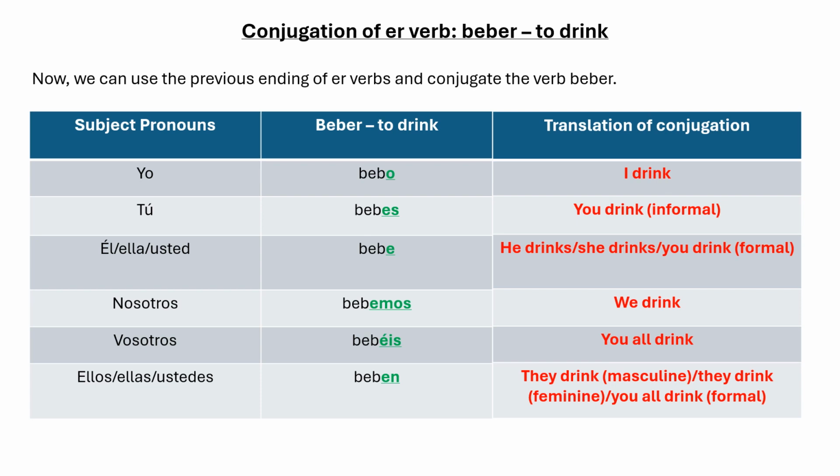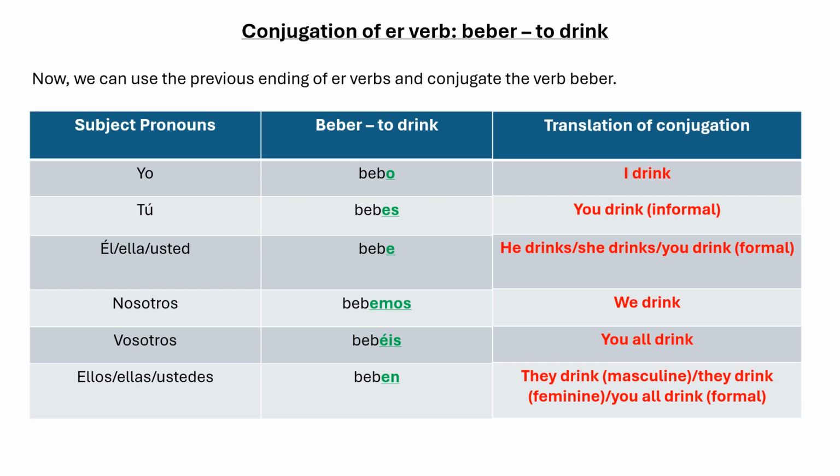So for yo we will write bebo, right? We will omit the ER and write an O instead. As you can see, I have put the endings in green and underlined them so it's visible to us clearly. In order to conjugate this verb, I will write BEB. As soon as I see the ER, I will omit it and write an O instead for the yo form. Yo bebo means I drink. Then we will write tú bebes.